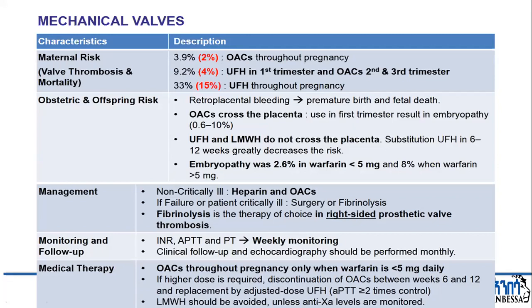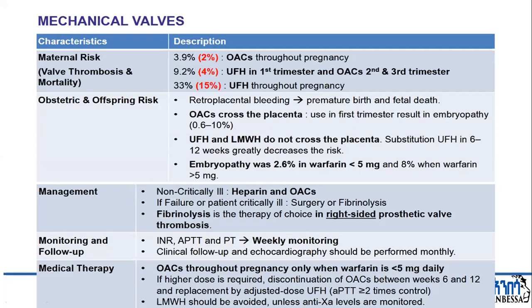low valve thrombosis. The big problem is that oral anticoagulant warfarin can cause embryopathy and fetal loss in the first trimester of pregnancy. It can reach up to 10%. And so switching to unfractionated heparin between 6-12 weeks of pregnancy can decrease this risk.